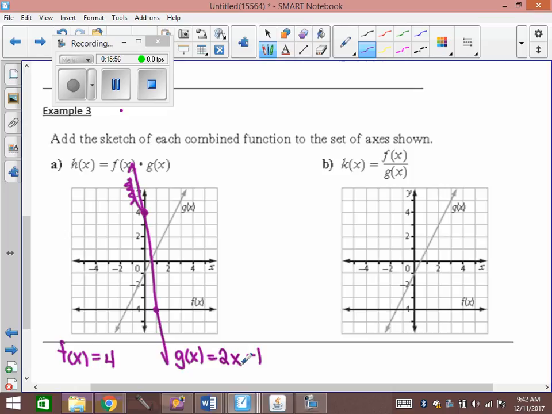So B, I'm going to instantly, because it's division, go to where g of x equals 0 for y, and I'm going to make myself a vertical asymptote. That's the very first thing I'm always going to do when I have a division and I'm doing the graph. So I go to where g of x equals 0, and I'm going to get a vertical asymptote, because technically I would get 4 divided by 0, which is undefined. Right?